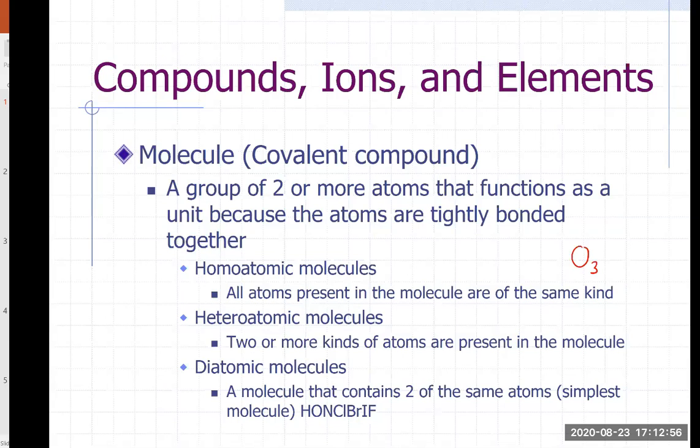A heteroatomic molecule has two or more kinds of atoms that are present in the molecule, and we've been talking a lot about H2O, water, which has oxygen and hydrogen. Diatomic molecules, again, here's that list that you have to memorize. That's a molecule that contains two of the same types of atoms. This is the simplest type of molecule.